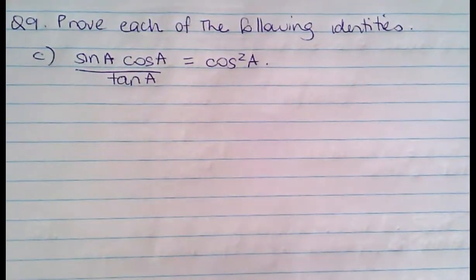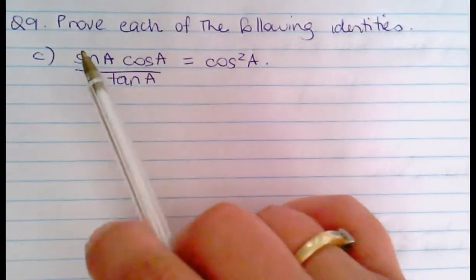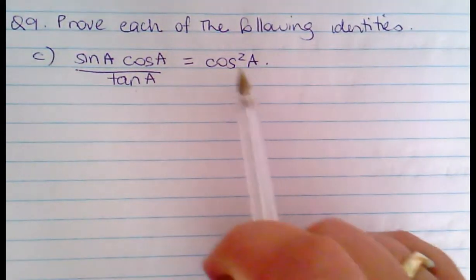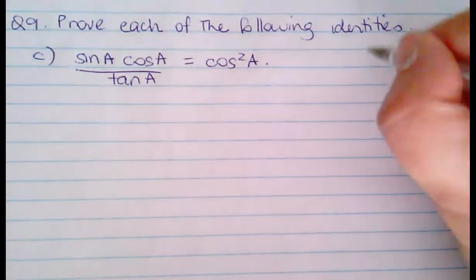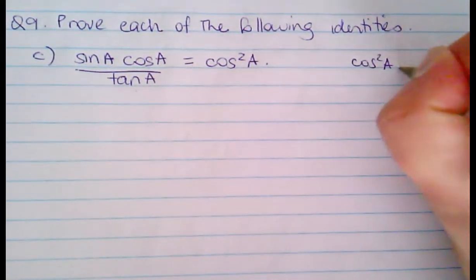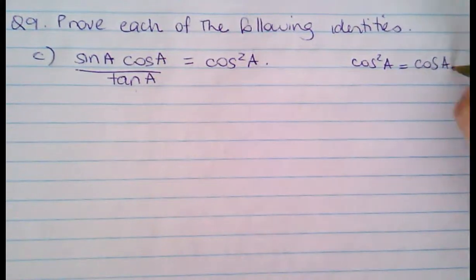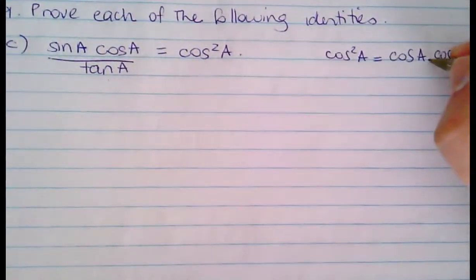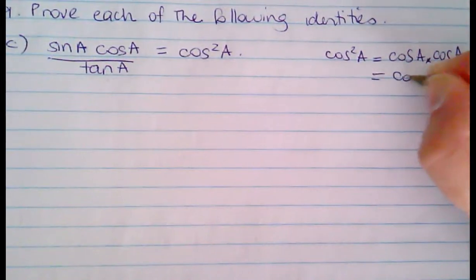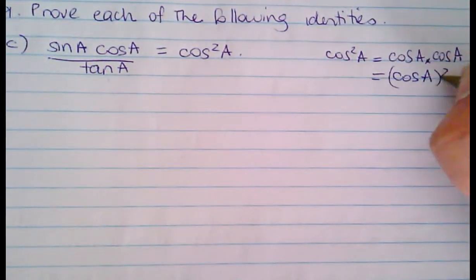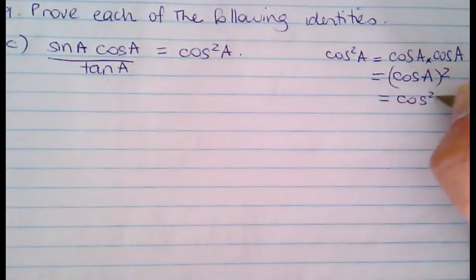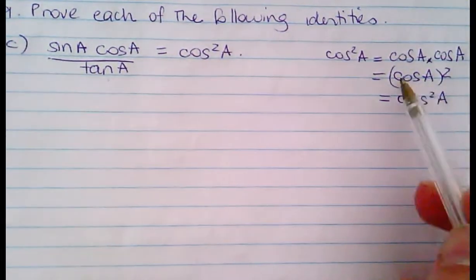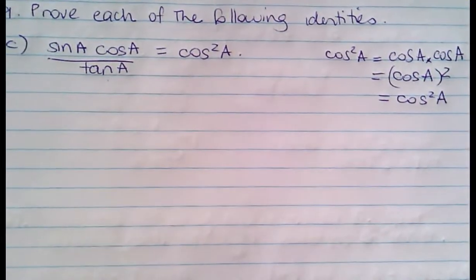Okay, now for question 9, prove each of the following identities. This identity is saying that sine A times cos A divided by tan A equals cos squared A. Now this cos squared A really means cos of A times cos of A. When we have cos of A times cos of A, we don't write it as cos of A squared. We actually write it in this shorthand notation, cos squared A. That means cos of A times cos of A. So just keep that in mind.